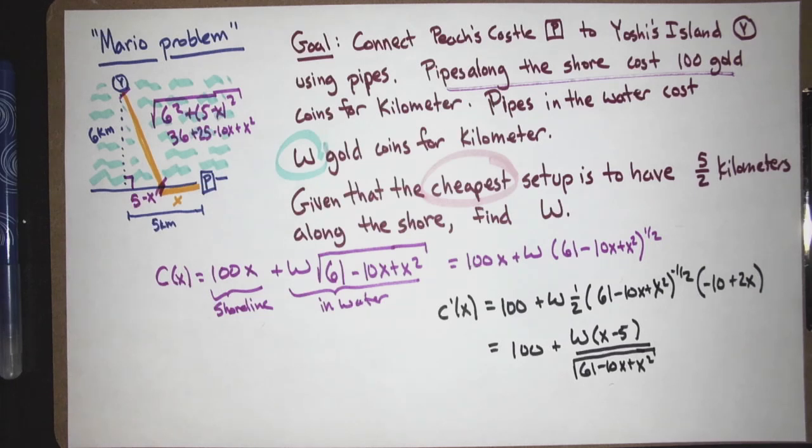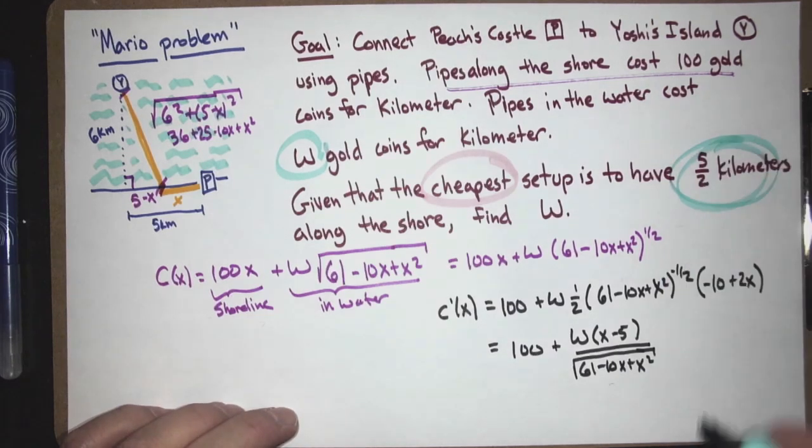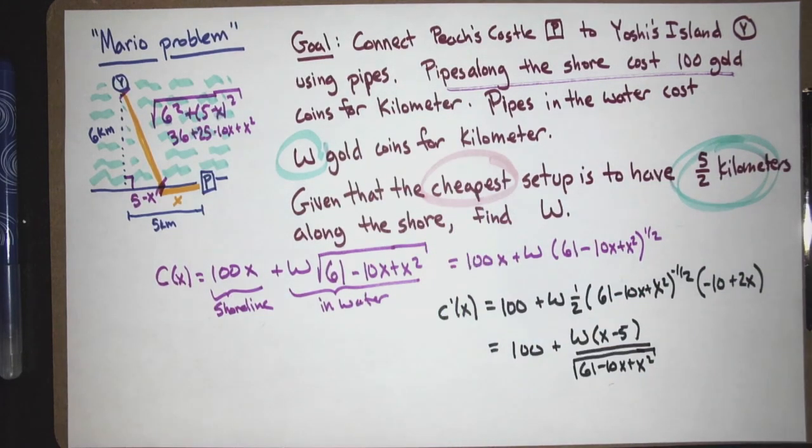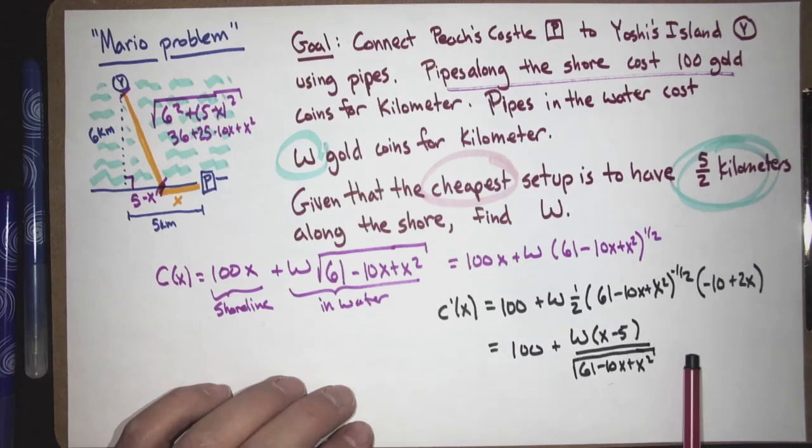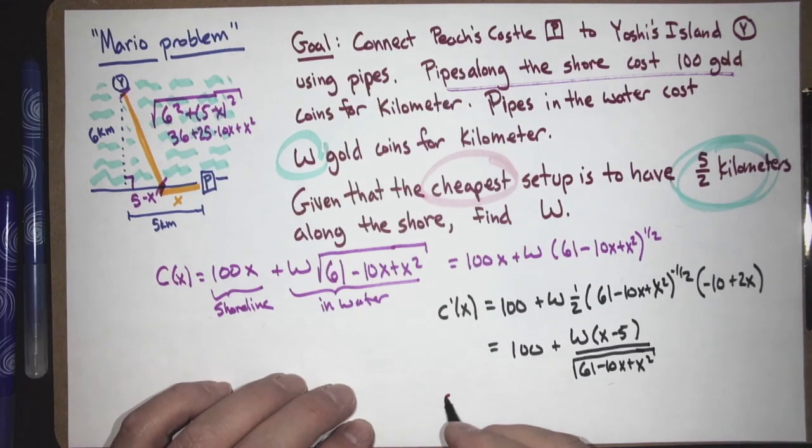All right. So what's true? One of the critical points has to be 5 over 2. We know that the critical point is 5 over 2. Why do we know that? Because it tells us. It says, hey, the cheapest one is at 5 over 2. The cheapest thing has to occur at a critical point. So, what does that tell us about 5 over 2 in this function? It has to equal 0. So if you plug 5 over 2 into this function, you get 0. So 0 is equal to c prime of 5 halves.